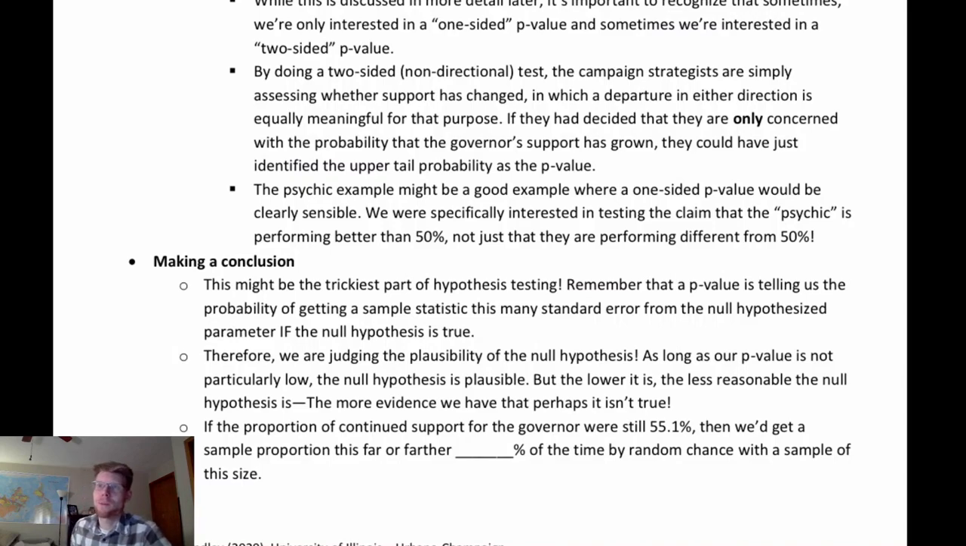So in our case, if the proportion of continued support for the governor were really still 55.1%, then we'd get a sample proportion this far or farther about 16% of the time by random chance with a sample of this size. Now that doesn't mean the governor's support really is the same. It could be different, but we don't have a whole lot of evidence to say that for sure. It's still in that realm of plausibility that the governor's support is the same, but if we got a lower p-value, if we saw more discrepancy, or the same discrepancy with a much larger sample, then maybe we'd be more confident to conclude that.